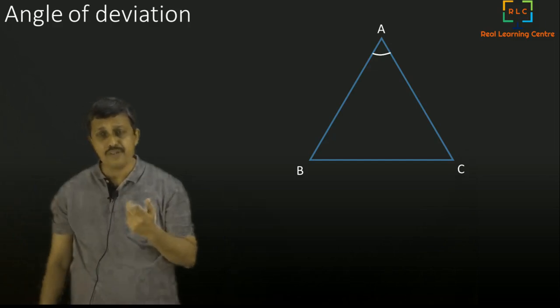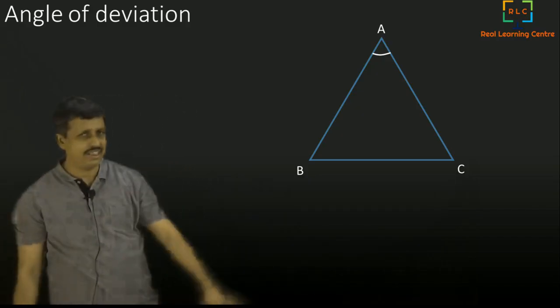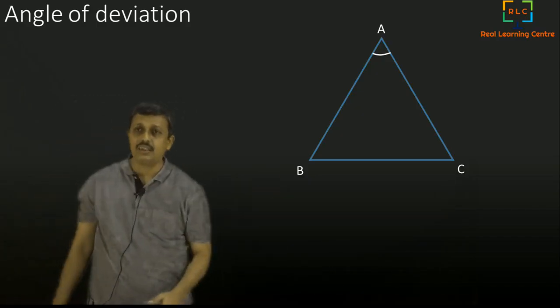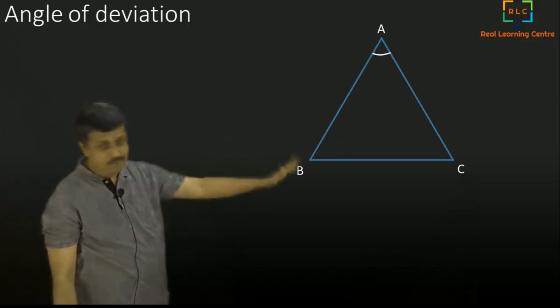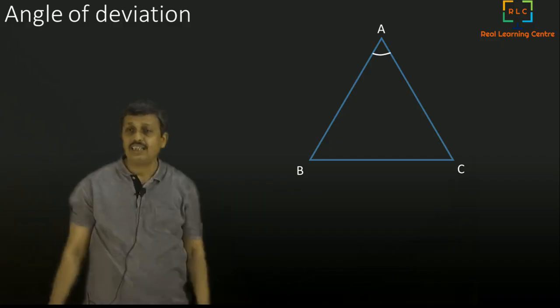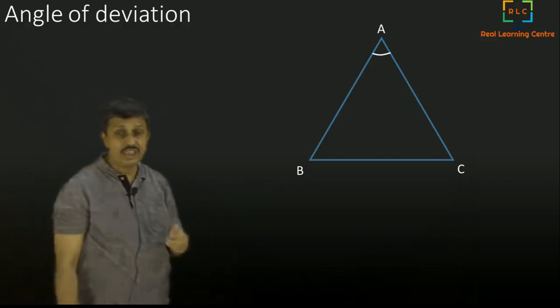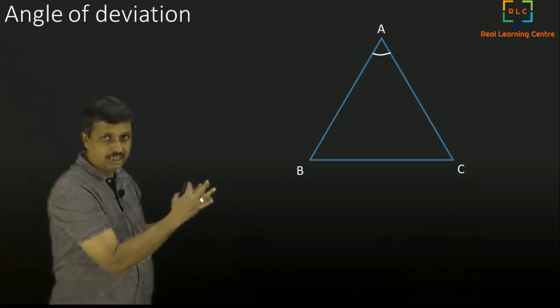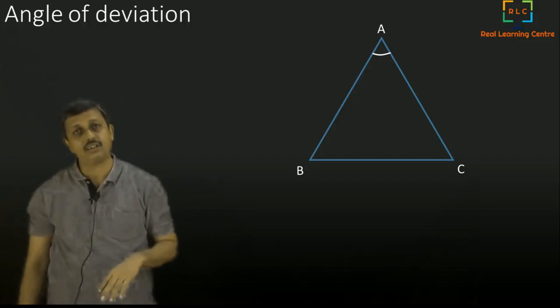We can measure something called the angle of deviation. To make it a little more rigorous to understand, let's take a prism. The prism is ABC, and the top angle, which we call the angle of the prism, is A. It need not be equilateral all the time. You can have different angles, and this angle we'll call A.